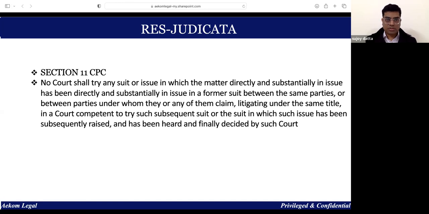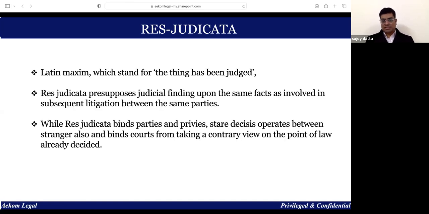So the difference between res judicata and stare decisis is that res judicata would only apply between the same parties, whereas stare decisis applies irrespective of parties, irrespective of the facts. It applies only on the concept of law. Hence, it is stare decisis that we rely upon when we argue a particular matter and we call upon the court to place reliance upon any previously decided case law.